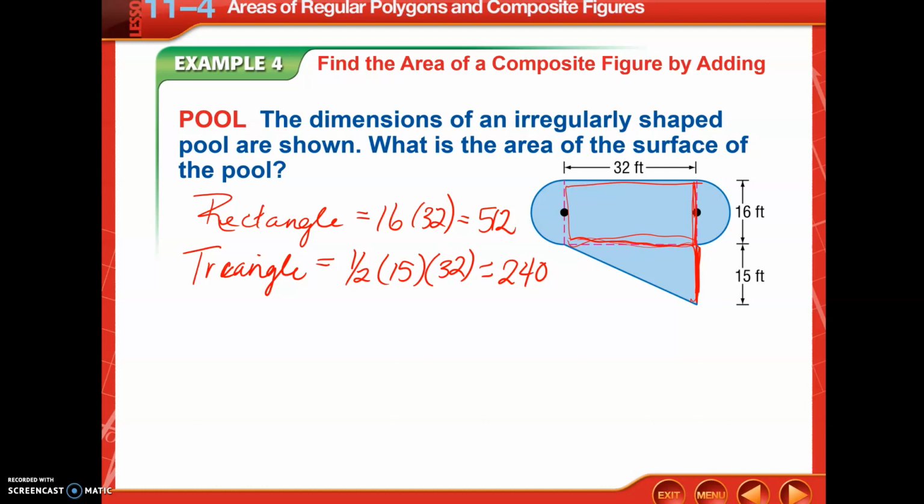All right, so that's my triangle, and then we have the circle when I put the 2 half circles together, which equals pi r squared, and my radius is 8 because my diameter is 16. So I'm going to go 64 times pi, 201.1. And so then you just add those together.